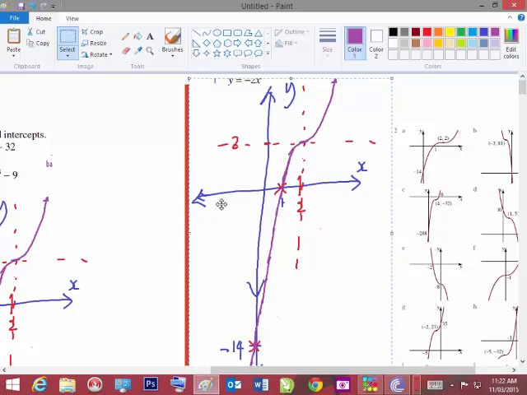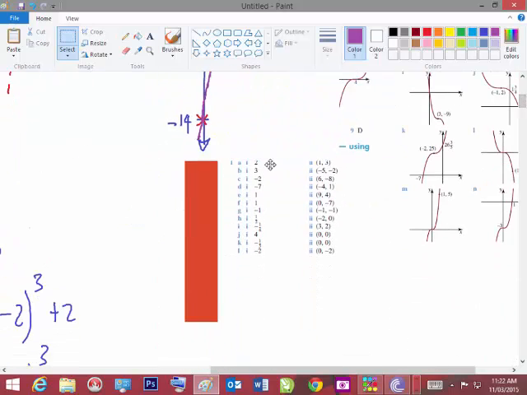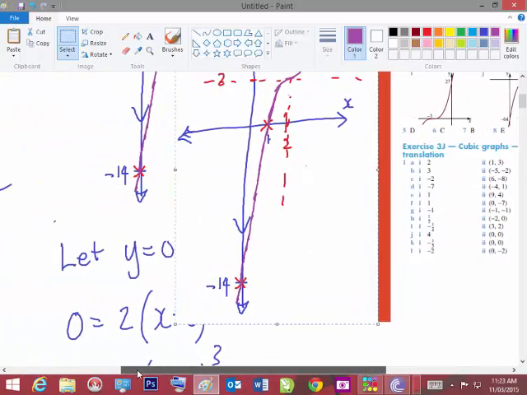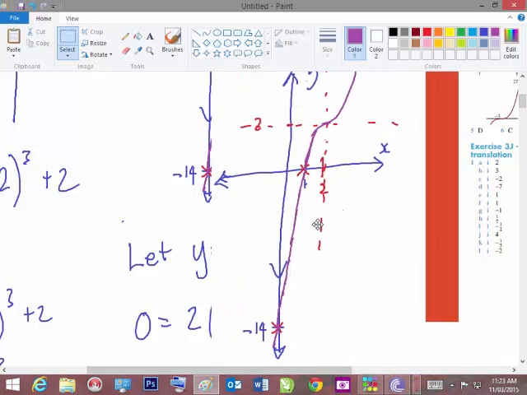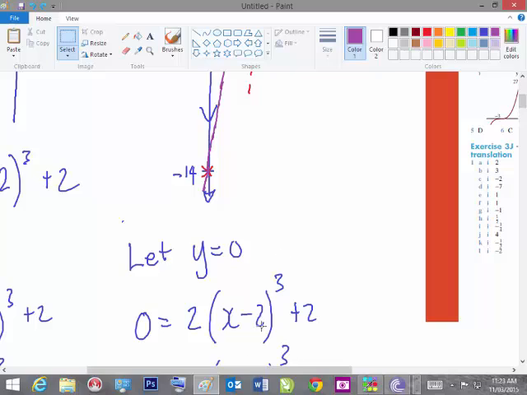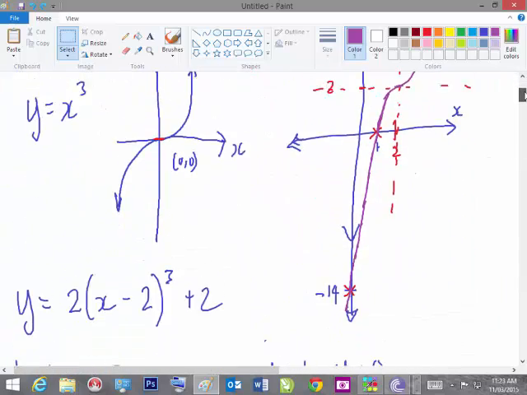Okay, we'll have a look at some more examples. That will do for now.